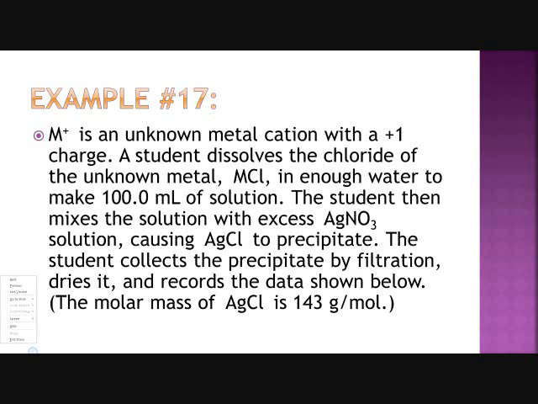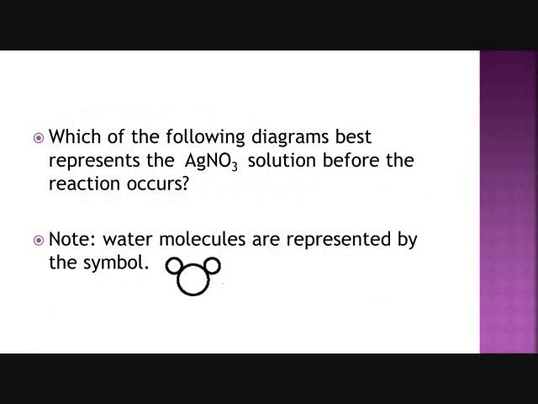You don't need to know most of that. What you need to know is which of the following diagrams best represents the silver nitrate solution before the reaction occurs. And note, the water molecules are represented by that symbol. So, just a refresher, which part of the water molecule are the H's? The little ones are the H, and the big one is the O. And which side is slightly negative and which side is slightly positive? The O is the negative, yep, and then the H's are slightly positive.